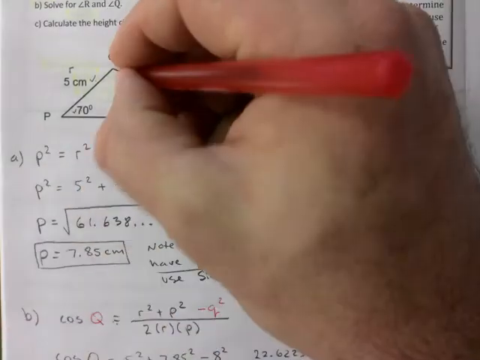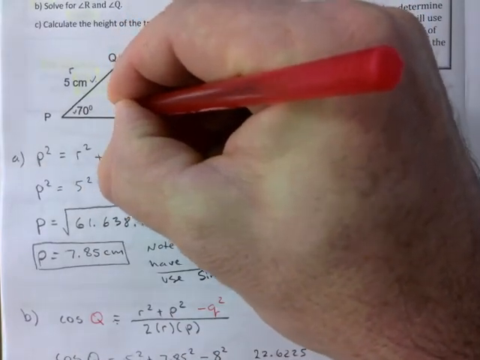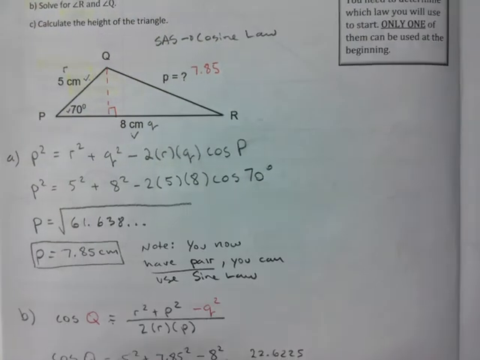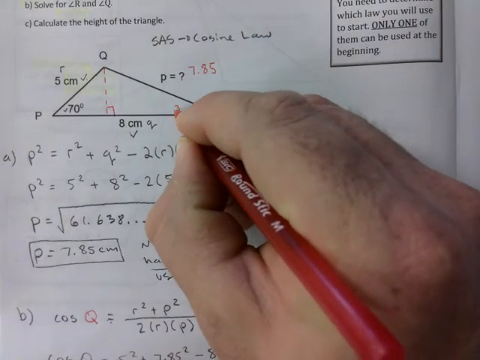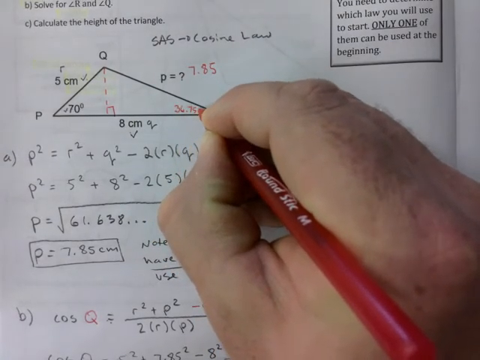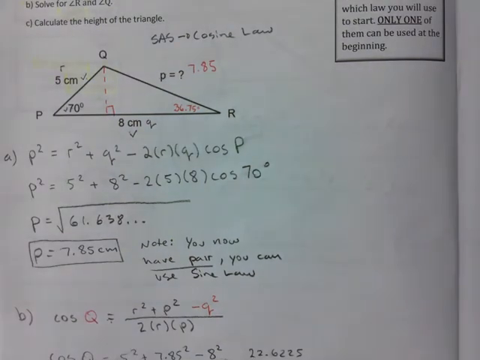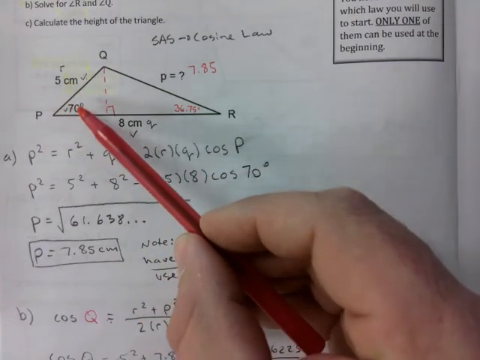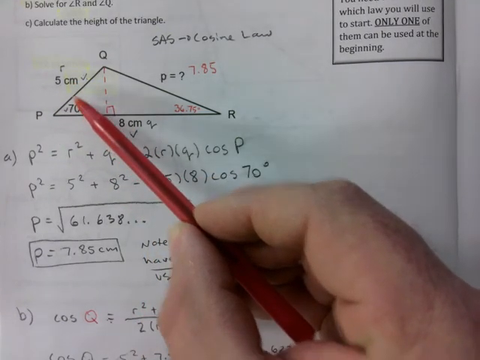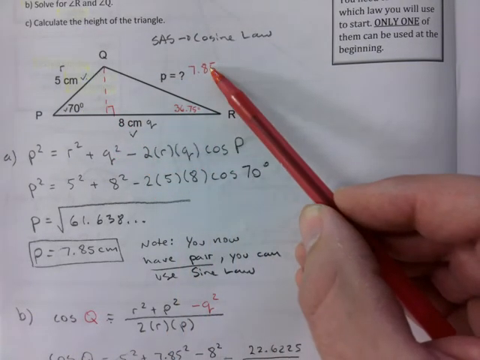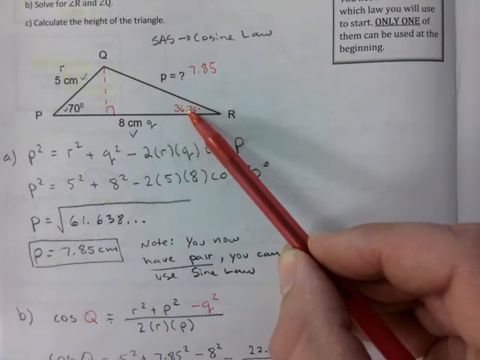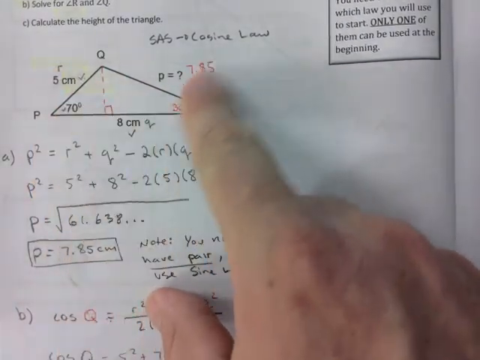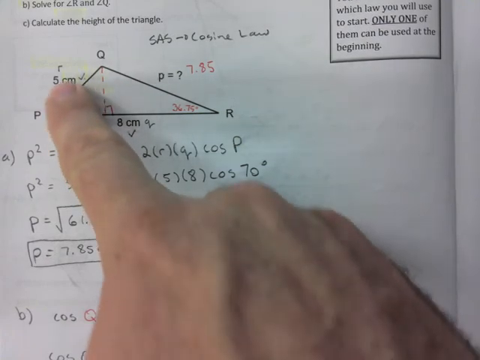Let's draw our height in here. And the height is always measured at a 90, right? I will write in what else I know. I know that this is 36.75, but I'm going to use red so you can tell that I solved for it earlier. So you have a choice. You can go 5 times sine of 70, right? 5 times sine of 70, or you can go 7.85 times sine of 36.75. I'm going to go with this. Just in case I made a mistake here, it's not going to carry over, right? So I'm going to go with this.